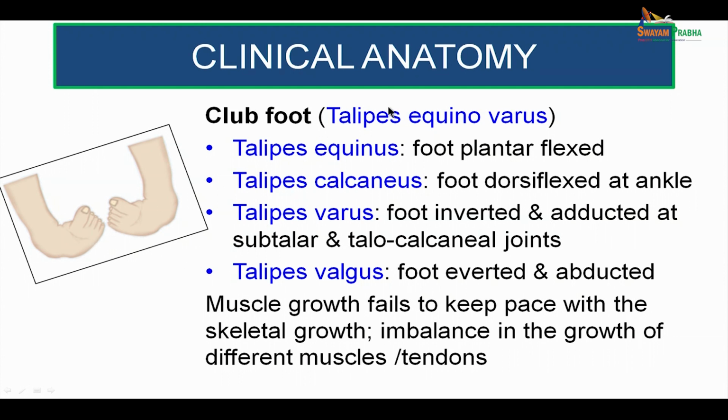So, talipes equinovarus may have combinations of any of these at different levels, and there are various reasons attributed to this anomaly. The muscle growth fails to keep pace with the skeletal growth. So, there is a lot of disparity, or there can be an imbalance in the growth of the different muscles or tendons, leading to shortening of various elements and producing disproportionate arches.